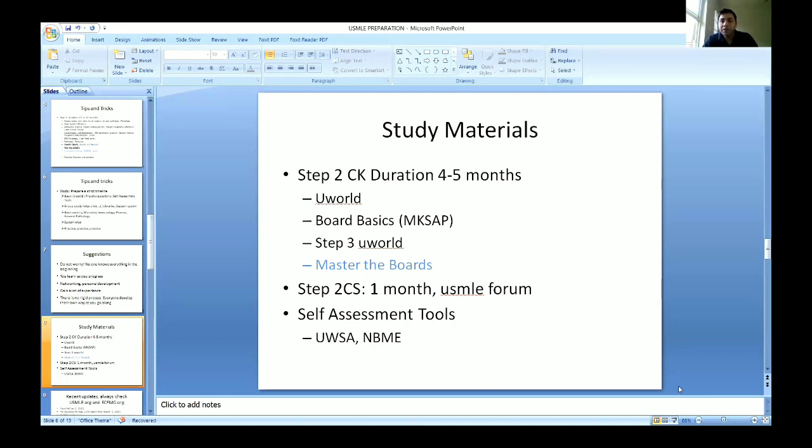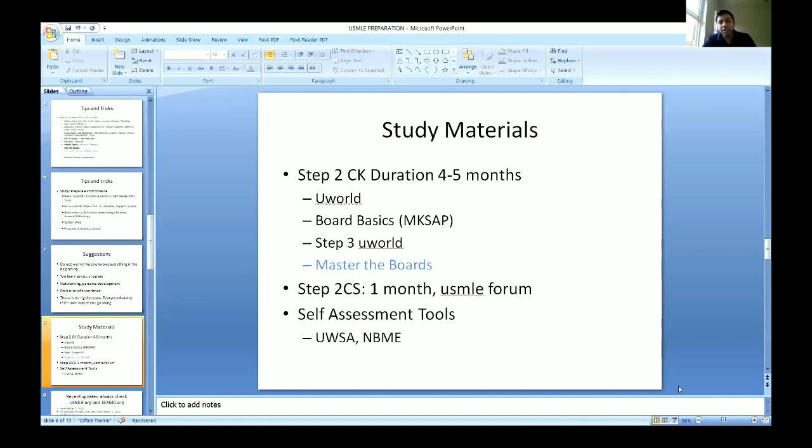Then we have Board Basics. That is a book which we study for the board exam here after 3 years of internal medicine residency. You just have to go through an overview. You don't need to know each and every word of Board Basics, but for UWorld, you need to know each and every word, all the wrong answers, all the right answers and everything. There is also MasterTheBoards for USMLE Step 2 CK, but I never used it.